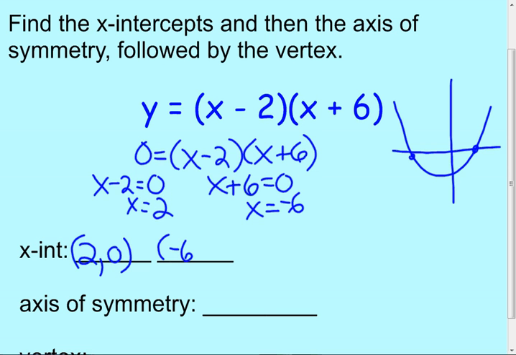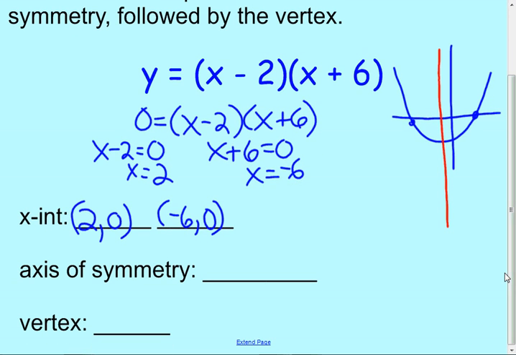Now from yesterday, and I wasn't here to teach it, how do you find the axis of symmetry? You could graph it, or you could realize that this is exactly halfway between those x-intercepts. So the easy way to do it is just average them. You know how to average? Yeah. Add them up and divide by 2.